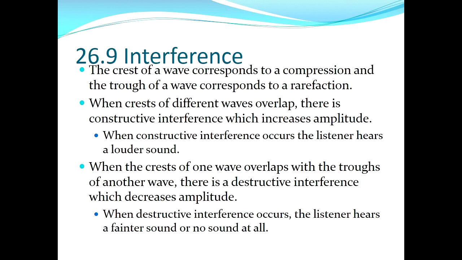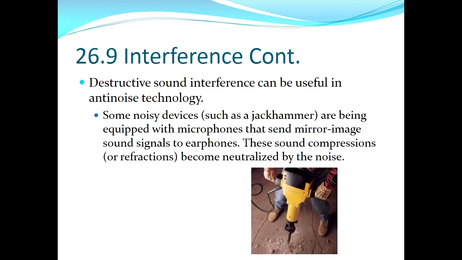Interference. The crest of a wave corresponds with compression, and the trough of the wave corresponds to rarefaction. When crests of different waves overlap, there's constructive interference, which increases the amplitude. When constructive interference occurs, a listener will hear a louder sound. When the crest of one wave overlaps the troughs of another wave, there's destructive interference, which decreases amplitude. When destructive interference occurs, the listener hears a fainter sound, or often no sound at all.